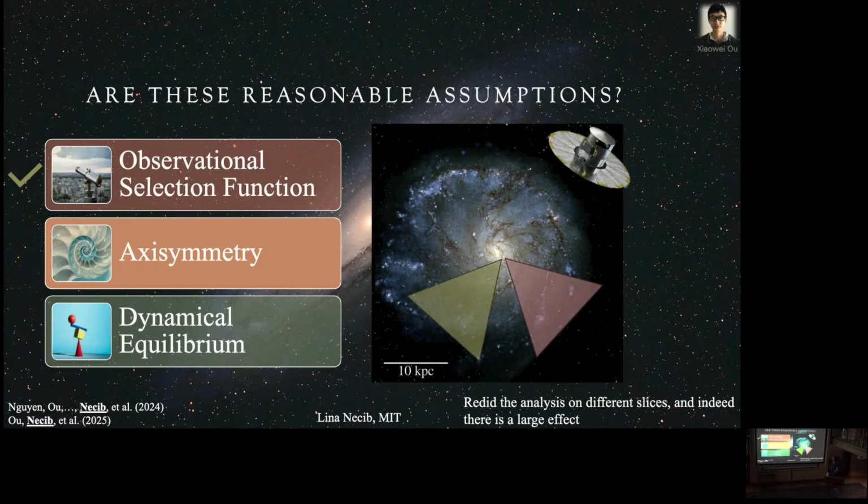And what we found is that axisymmetry is a really bad assumption, something that is somewhat expected at this point, but it ended up causing errors of 5 to 20%, which is a lot more than we had expected for it.